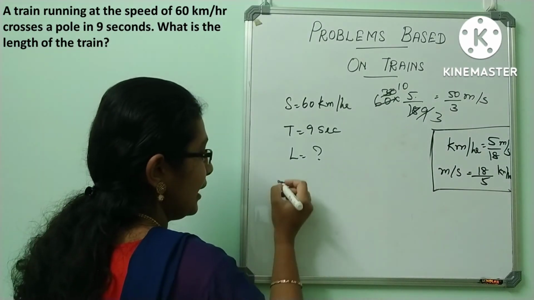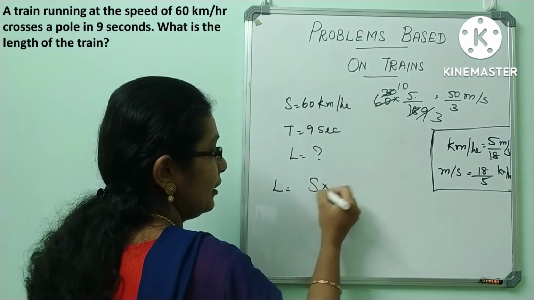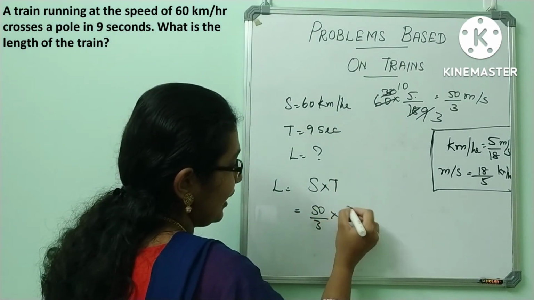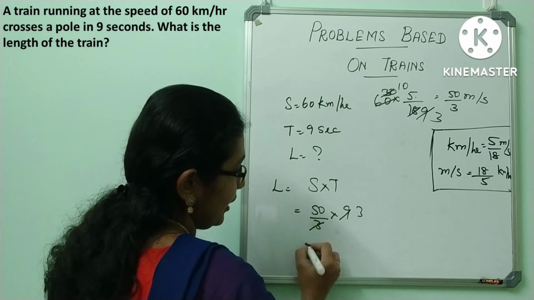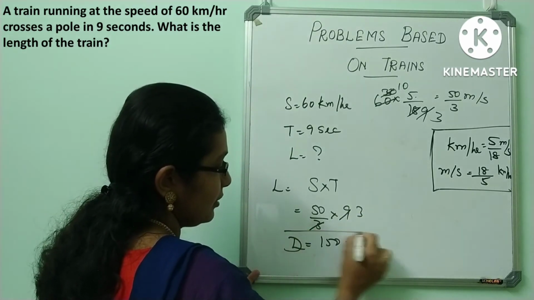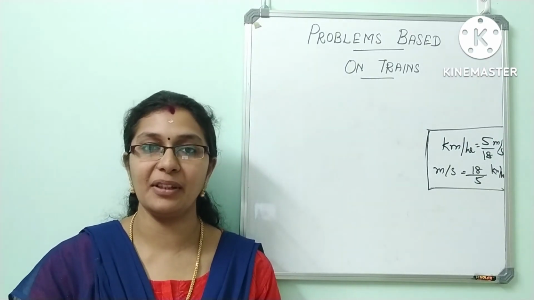Now you can easily calculate. Length is nothing but distance. Distance is equal to speed into time. So speed is 50 by 3 into time is 9 seconds. So 3 3s are 9. So 150 meter is your length or distance. Clear? Yes. So here is our last question. Try to solve it by yourself.